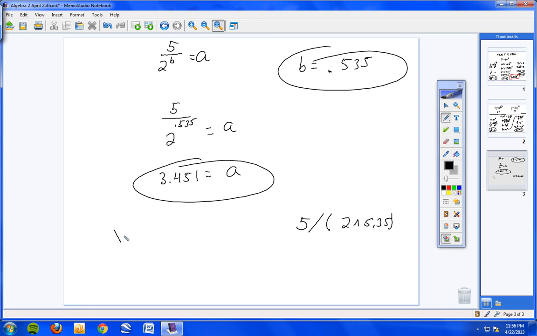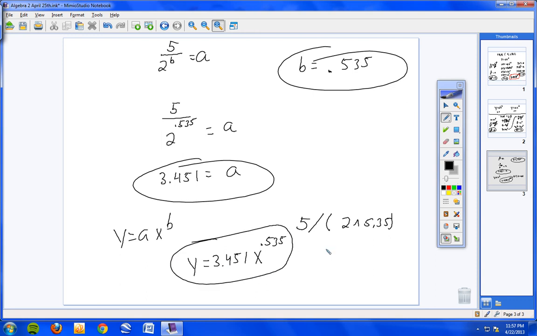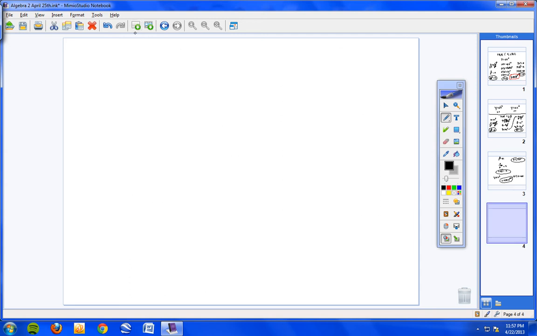So write your model. Your model is what? y equals ax to the b. So y equals, where the a is, I'll put 3.451, then put an x right here, and then for b I would put 0.535. Congratulations, we did it. There's your final answer. Let's do two more of these a little faster, and hopefully you'll get the hang of this, okay? All right, let's try the next one.